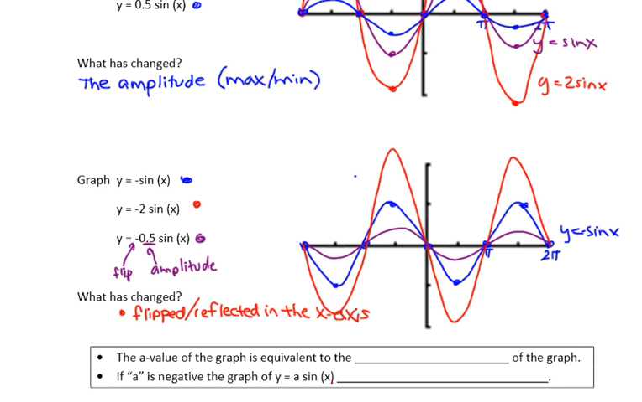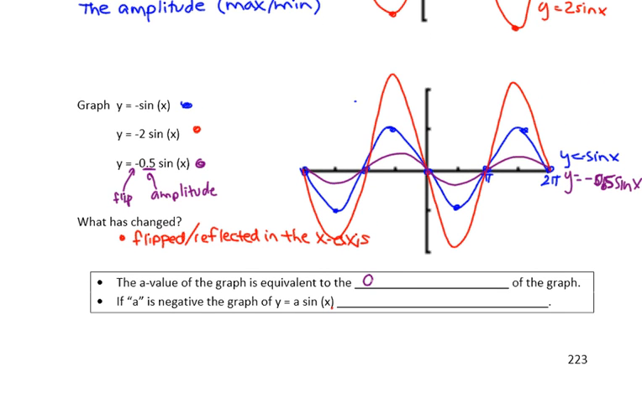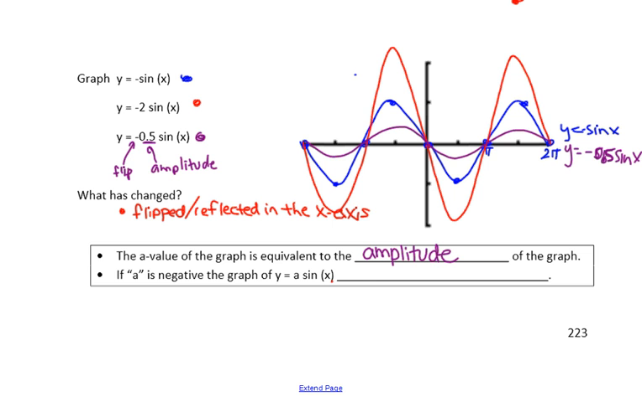I should probably go a little higher than that, but yeah, I'm a little lower. -0.5 sine x. Okay, so the A value of the graph is equivalent to the amplitude of the graph. Our A value tells us our amplitude. And if A is negative, then the graph is flipped, reflected about the midline.